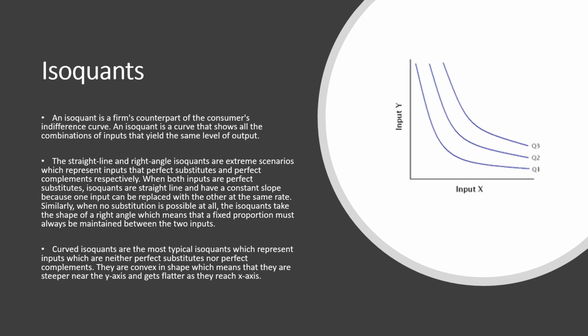So when no substitution is possible at all, the isoquant takes the shape of a right angle, which means that a fixed proportion must be maintained between the 2 inputs at all points. Curved isoquants, like the one in the picture, are the most typical, and that represents inputs that are neither perfect substitutes nor perfect complements. They're convex in shape, which means that they are steeper near the y-axis and get flatter as they reach the x-axis.